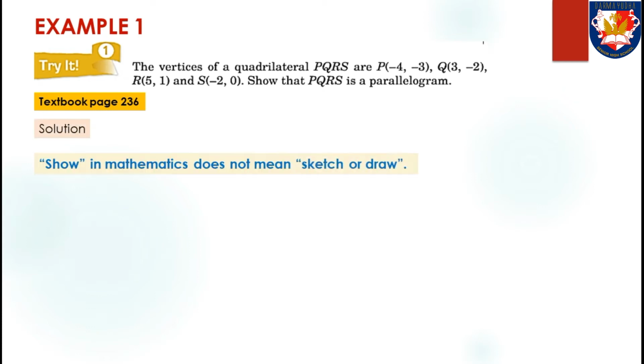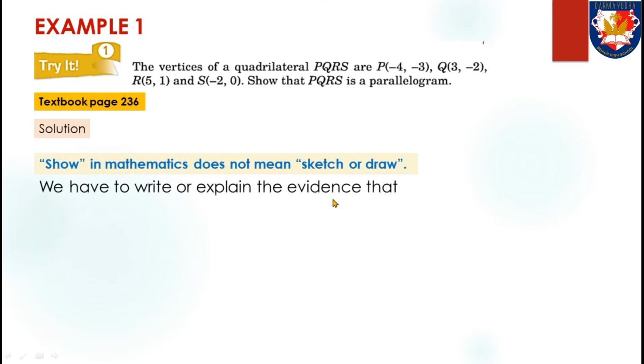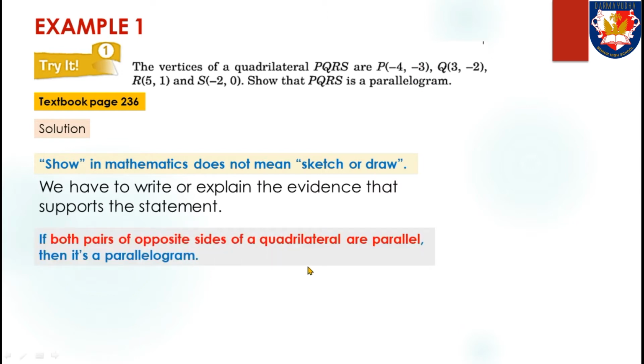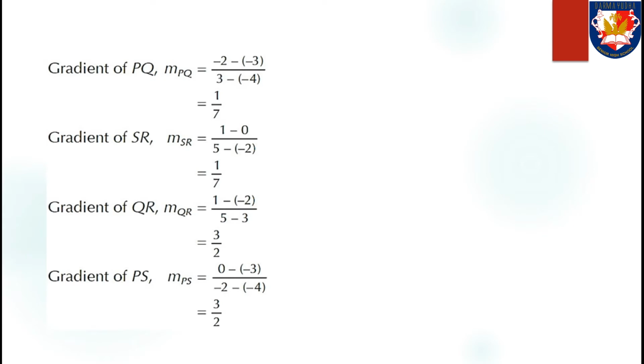Solution. Show in mathematics does not mean to sketch or to draw. In mathematics, we have to write or to explain the evidence that supports the statement. So how to show that PQRS is a parallelogram? Remember that if both pairs of opposite sides of a quadrilateral are parallel, then it's a parallelogram. Using the points in the question, now we are having the gradient of each side of the quadrilateral.